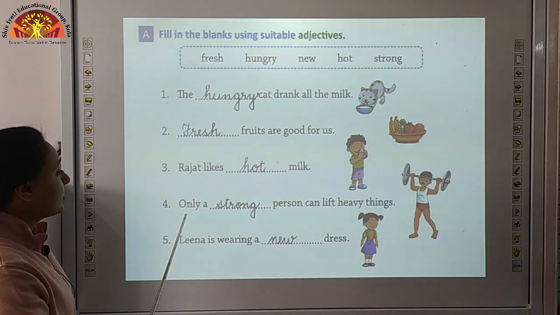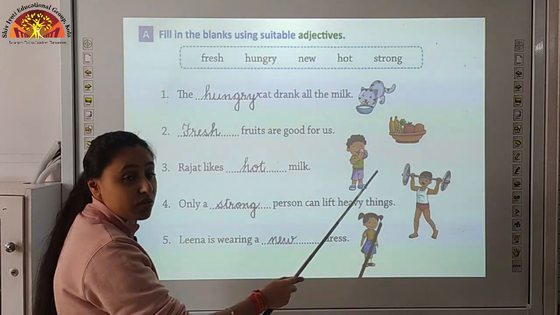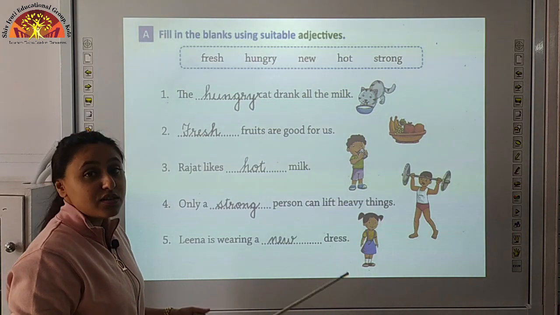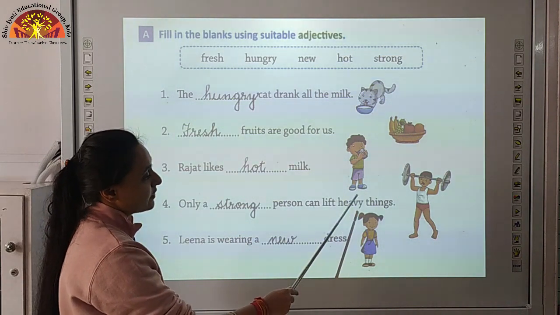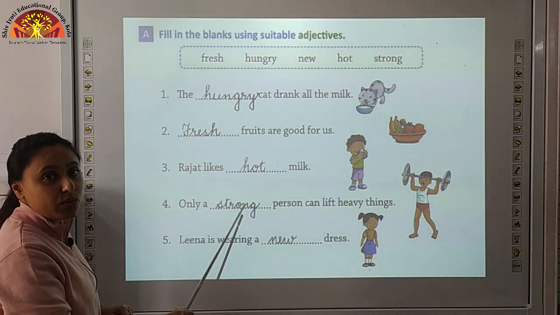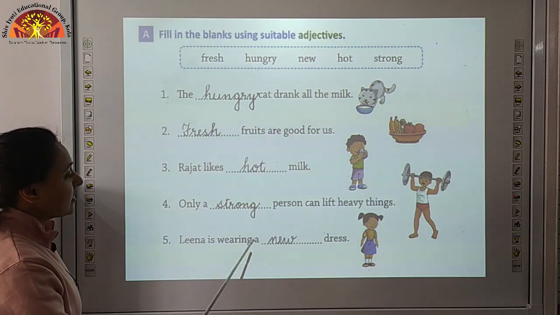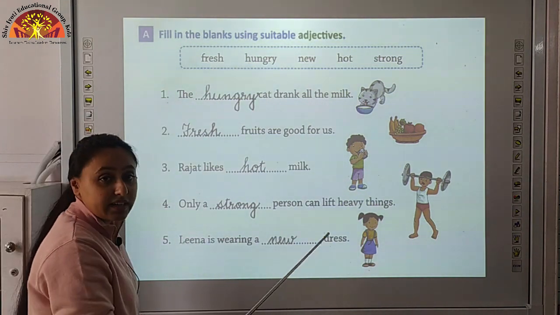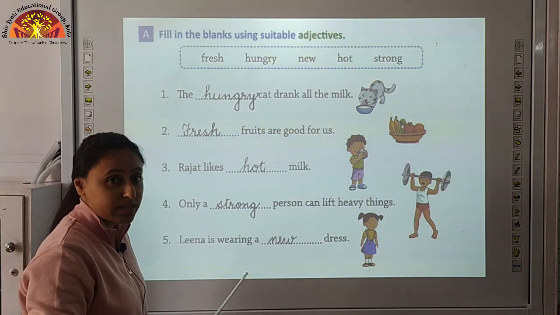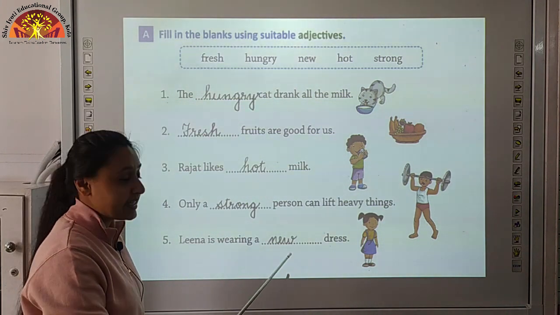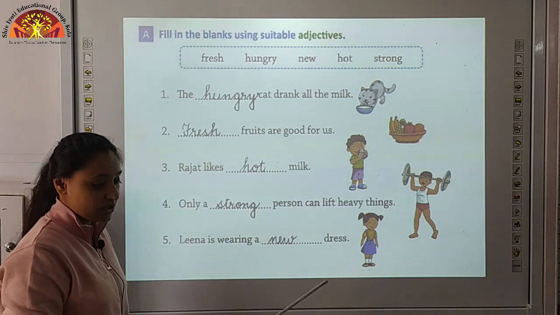Number 4, only a dash person can lift heavy things. So what adjective will we use here? Strong, okay? Only a strong person can lift heavy things. S-T-R-O-N-G, strong. Number 5, Leena is wearing a dash dress. So Leena is wearing a new dress, okay? The describing word or adjective here is N-E-W, new, okay? Leena is wearing a new dress, okay children?